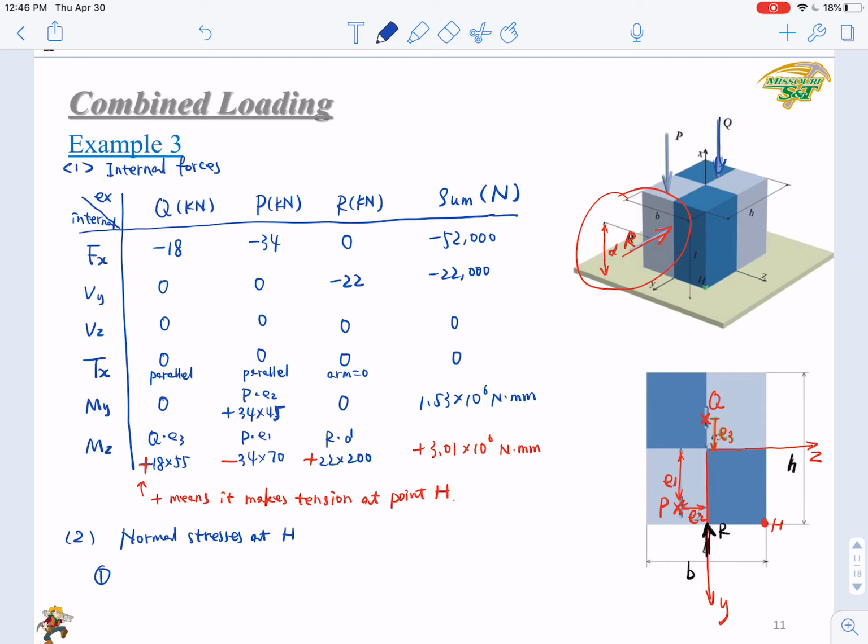Okay, the first component, just look at this table again. We have 6 components, so which ones of them can make normal stress at point H? Fx can, right? My can, and Mz can, right? So we'll have 3 components to determine. Okay, the first one is due to Fx.